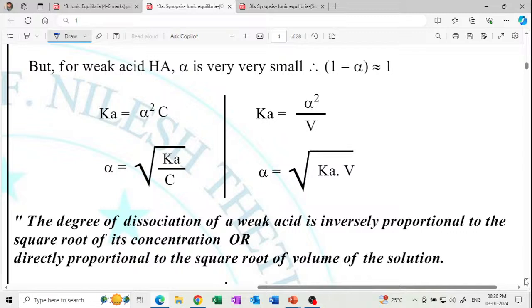So the degree of dissociation of the weak acid is inversely proportional, very important, inversely proportional to the square root of its concentration and directly proportional to the square root of the volume of the solution. Get it? This is the Ostwald dilution law.